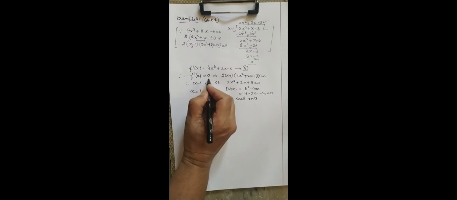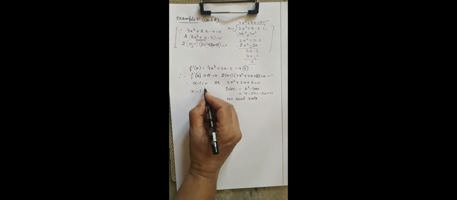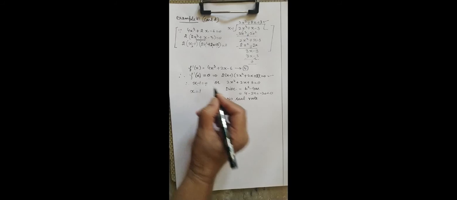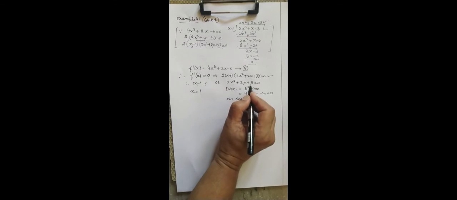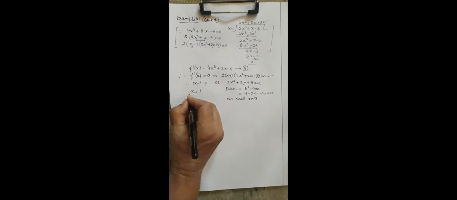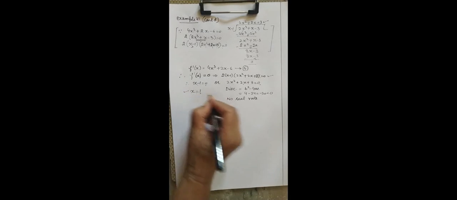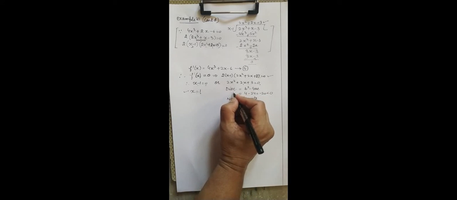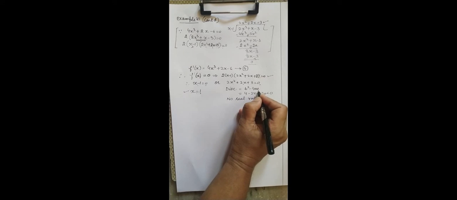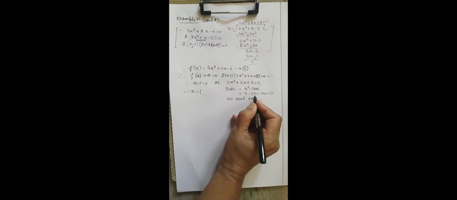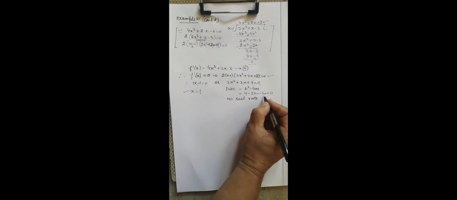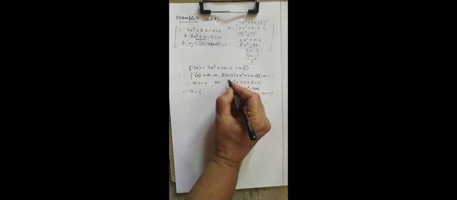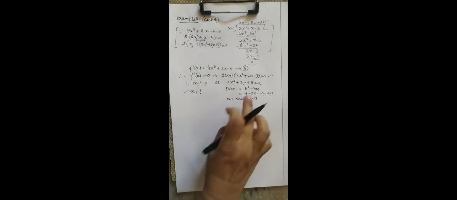So now f dash equal to 0 will give me this equal to 0, which implies either x minus 1 is 0 or 2x square plus 2x plus 3 is 0. From here I will get the value of x as 1. Now this is a quadratic equation, so first of all I will find its discriminant. The discriminant is b square minus 4ac. So it will be 4 minus 24, which is minus 20, which is negative. Therefore this equation gives no real roots, so I will reject this. So my only value is x is equal to 1.